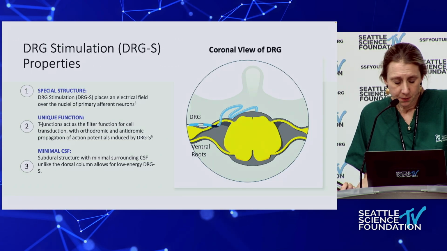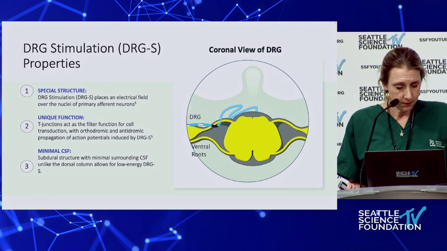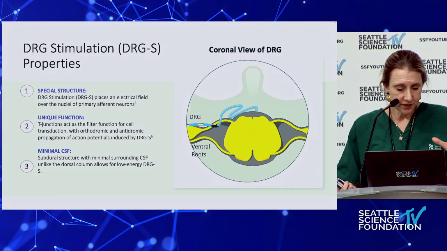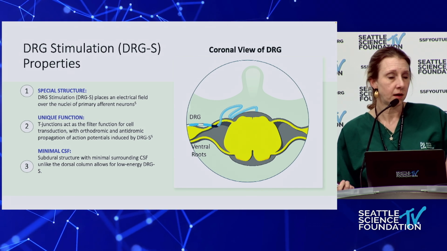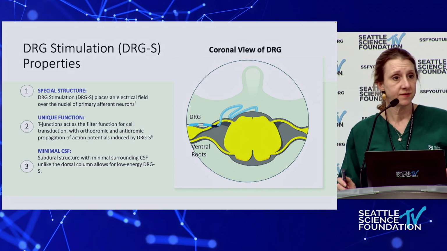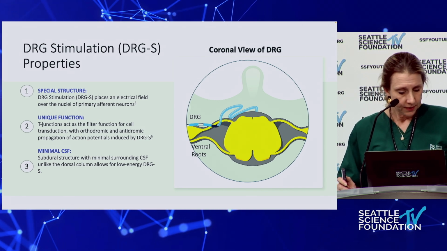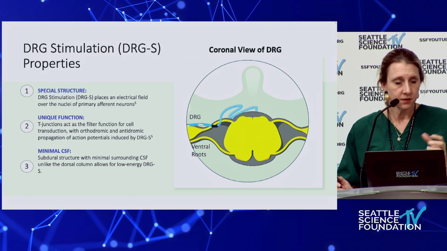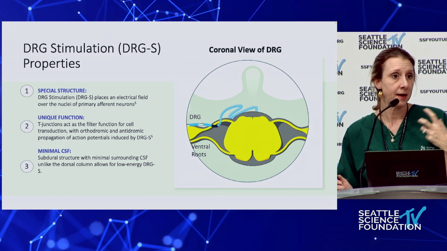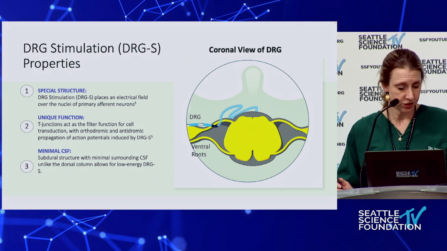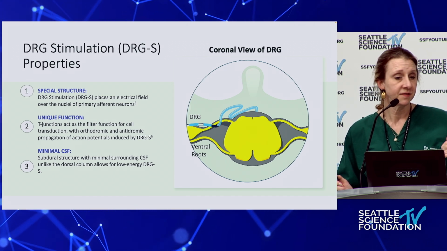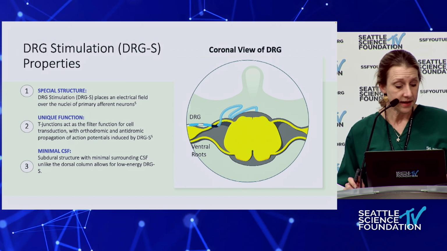So, stimulation properties of DRG: the electrical field over the nuclei of the primary afferent neurons, which are mostly in the category of the C fiber. The T-junction acts as a filter otherwise for the hyperexcitability that occurs with a peripheral nerve injury or transection. And DRG is able to interfere with that in that location.